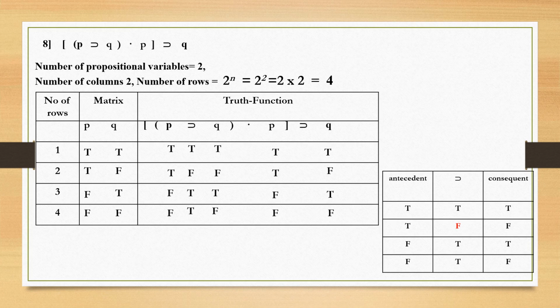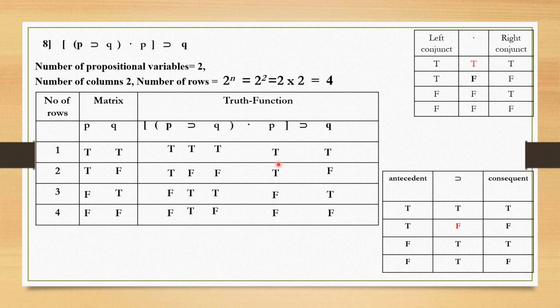Now we will solve conjunction, which is joining the bracket and P. So what is the main in the bracket? Implication and P's value. Taking these two values, we will solve conjunction. Conjunction is true only under one condition, when both the conjuncts are true, and it is false when any one side is false. So we will assign the values now. If this is true and this is true, then conjunction is true.